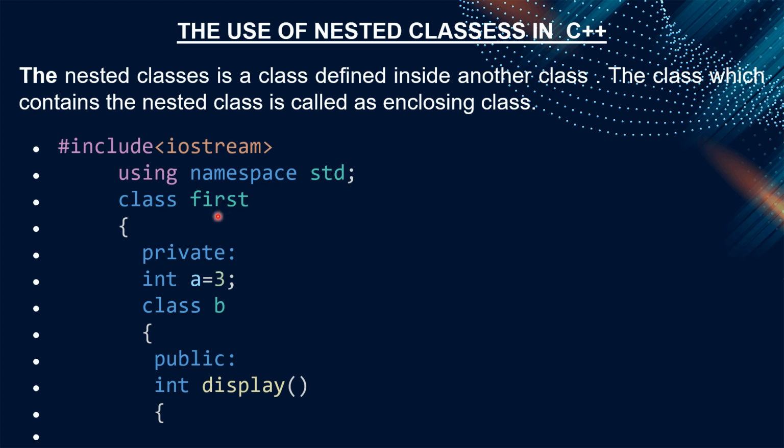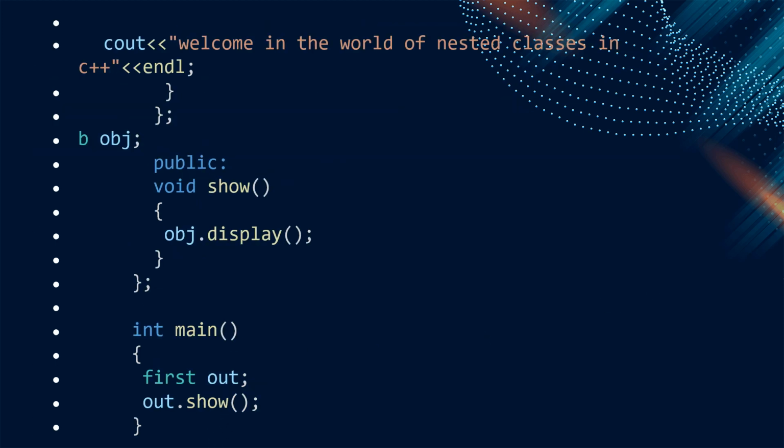The class name is first, in which there is a private int a equal to 3, and a class B. Here the nested class is named B, in which public there is a function named display. In the display I want to print welcome in the world of nested class in C++. After that we close the nested class with the curly braces and semicolon, and then we create the object of the nested class, in which obj.display is called, and with the help of the object of the first class, we can show the output.